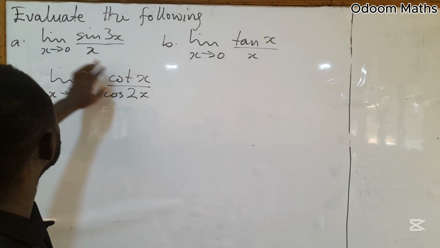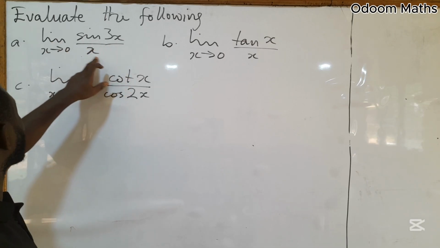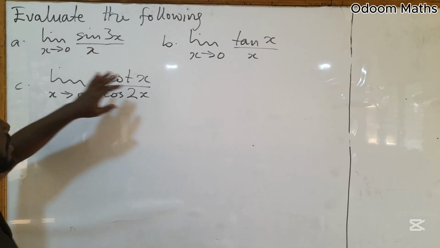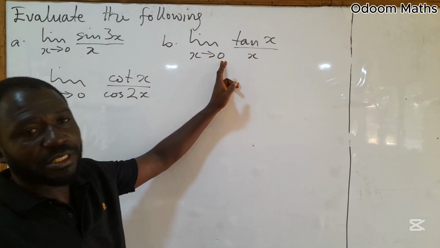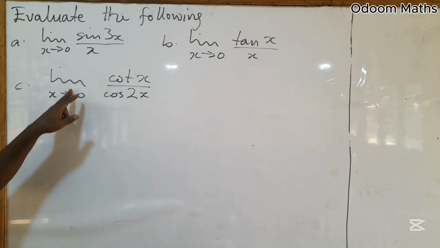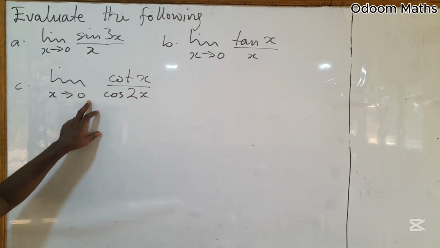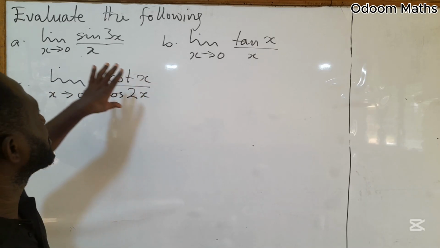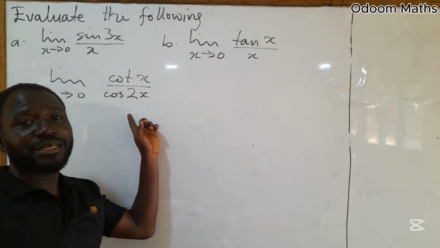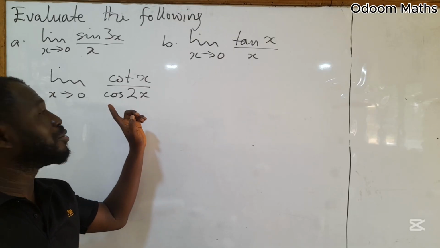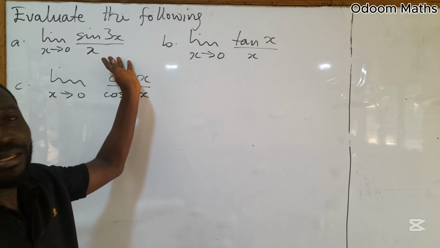Evaluate the following limits. A: the limit of sine 3x over x as x approaches 0. B: the limit of tan x over x as x approaches 0. And C: the limit of cot x over cos 2x as x approaches 0. I'm going to solve these two, and then you take this as an assignment. You can bring the answer to the comment section, and then I'll look at it and mark. So now let me start from the first one.